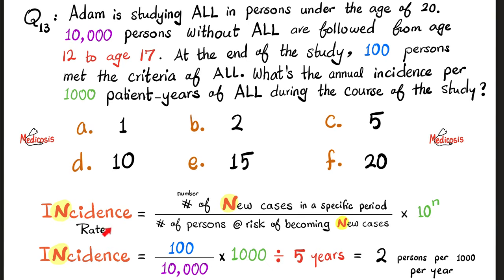Because what's the definition of incidence rates? It's the number of new cases in a specific period. In this case, I want it annually, so 1 year, over the number of persons at risk of becoming new cases during the same period, which is 1 year, not during 5 years.